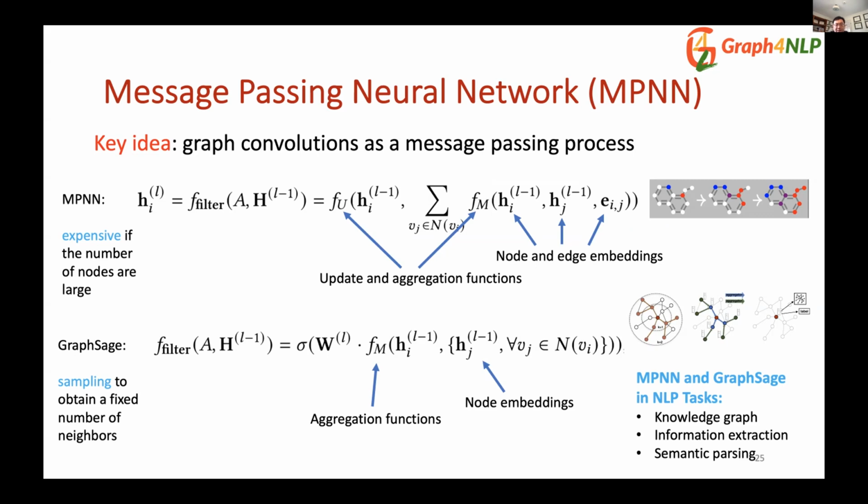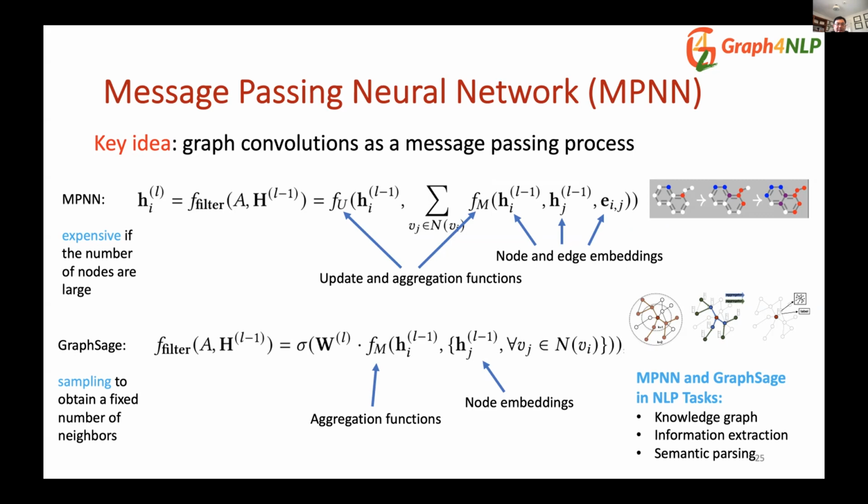And then we can define this update function to generate a new embedding in the current iteration. However, it's also very expensive. Think about it if you try to aggregate all your neighborhood, right? If the number of neighbors is very large, that makes it computationally very expensive. So people try to improve this method by proposing GraphSAGE.